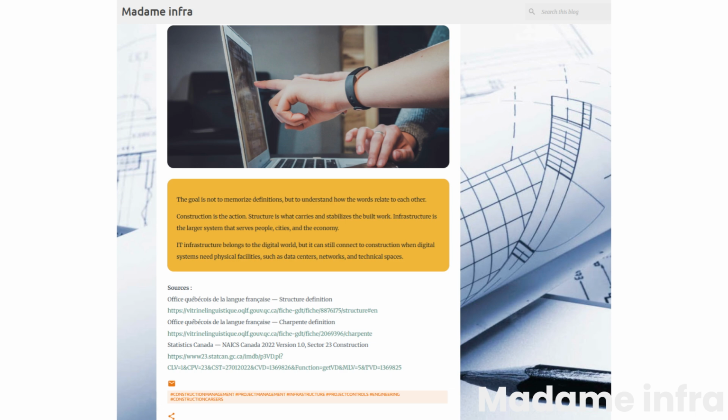The goal is not to memorize definitions, but to understand how the words relate to each other. Construction is the action. Structure is what carries and stabilizes the built work. Infrastructure is the larger system that serves people, cities, and the economy. IT infrastructure belongs to the digital world, but it can still connect to construction when digital systems need physical facilities, such as data centers, networks, and technical spaces.